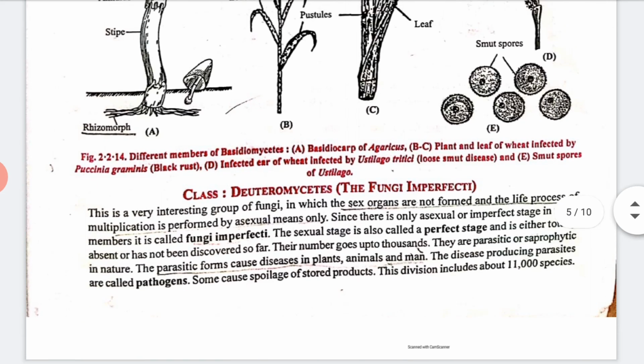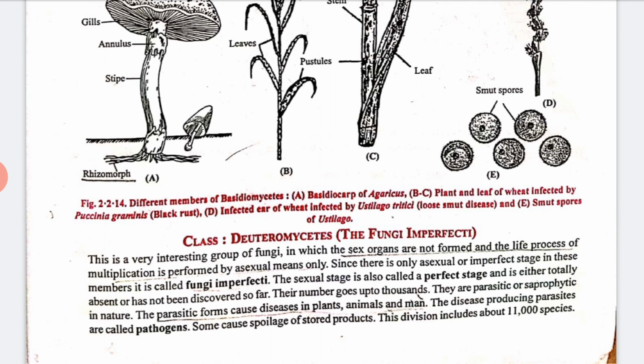Okay, so maybe it is clear that the fungi imperfecti is a very interesting group of fungi in which the sex organs are not formed and multiplication is performed by asexual means only. Since there is only an asexual or imperfect stage in this group, it is called fungi imperfecti. The sexual stage is also called the perfect stage, and it is either totally absent or has not been discovered so far. These numbers go up to 1,000, and they are parasitic or saprophytic in nature. Clear?